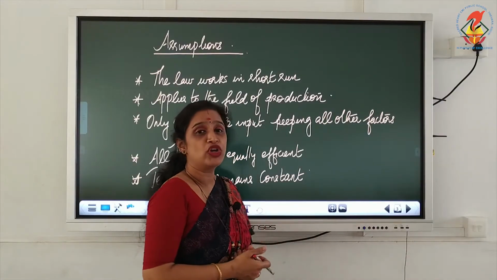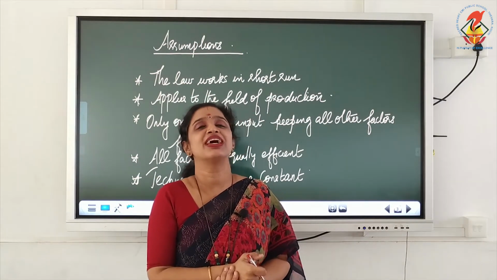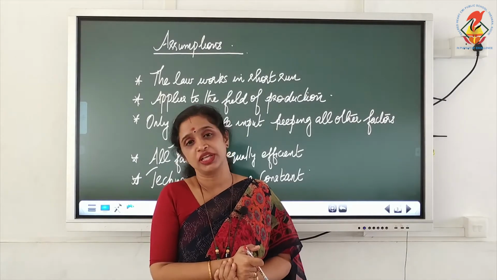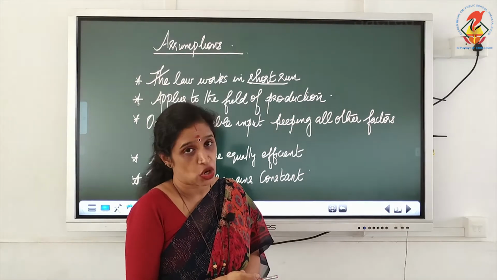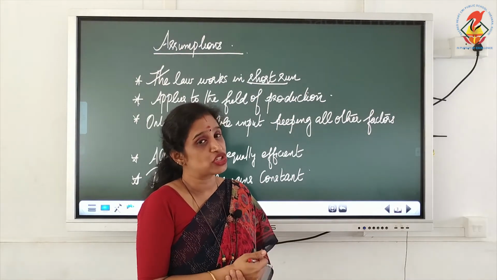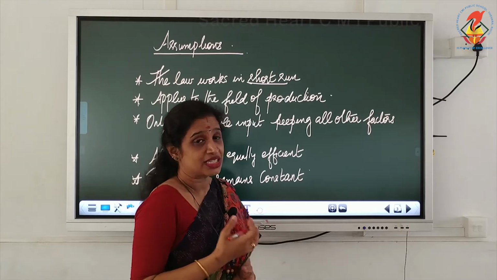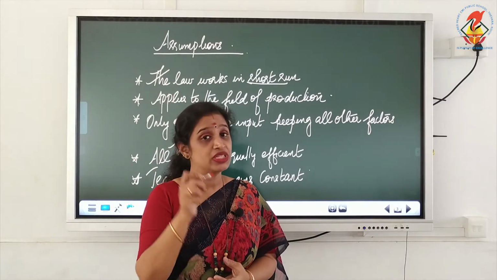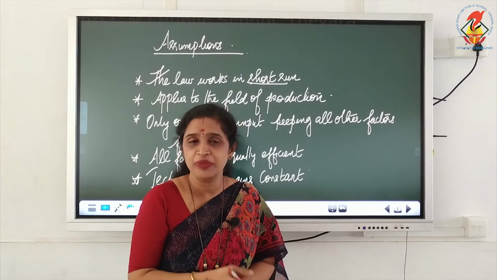Before moving on to the table, I told you all theory in economics works with certain assumptions. Which are the assumptions of this theory? The first assumption is that the law works in the short run. You know the definition of short run and long run. In the short run, some factors will be fixed and some factors will be changing. Which factor is changing here? Labor.